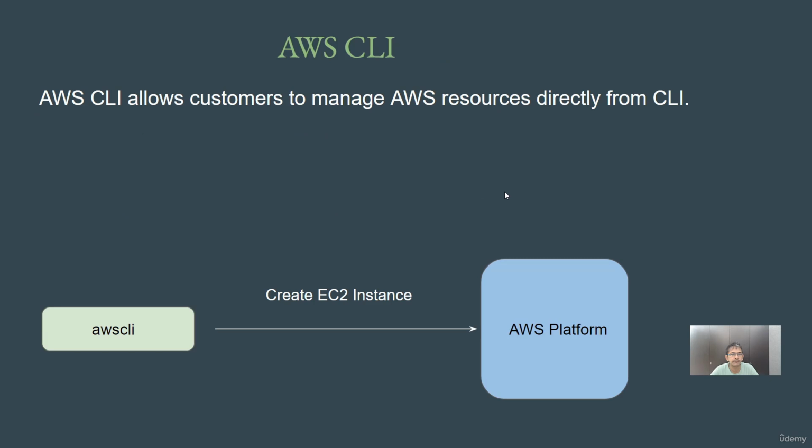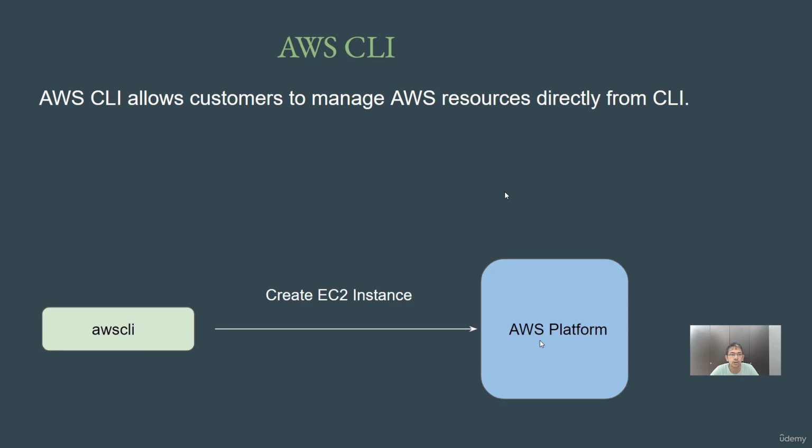Now, one of the important areas that I'll recommend specifically if you're working with Terraform from an AWS perspective is to install AWS CLI. At an overview, AWS CLI allows customers to manage resources directly from the CLI. For example, if you want to create an EC2 instance in AWS, you do not really have to go through the AWS console and create the EC2 instance manually. From the CLI, you can just add a command and the EC2 instance gets created for you.